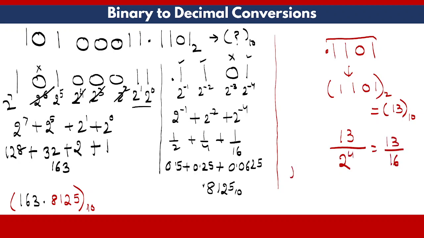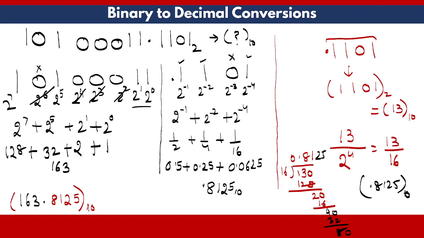Now if you perform 13 divided by 16, you calculate it. 16 into 8 is 128, and you get the answer 2. Then 16 times 1 is 16, so you are left with the value 4. And 16 times 2 is 32, and you are left with remainder 8, and it becomes 80. 16 into 5 is 80. So 0.8125. So if you see here, you get the same answer.